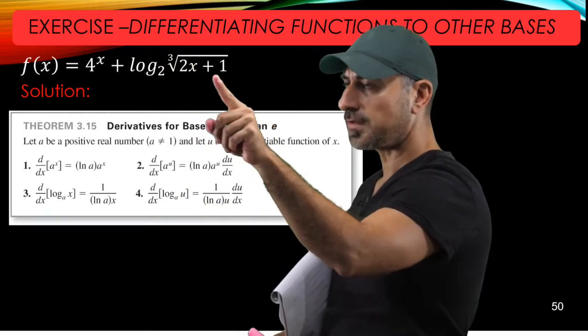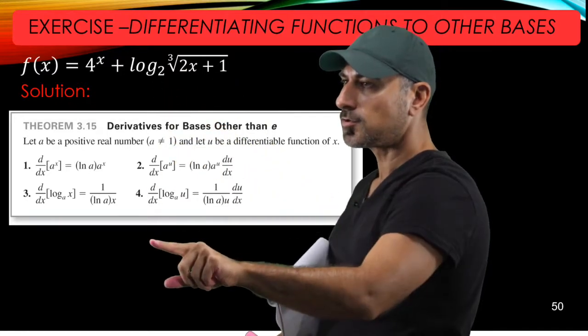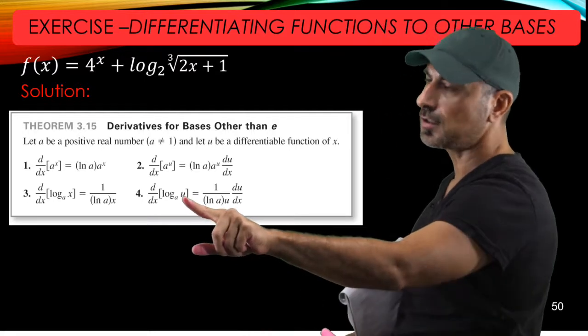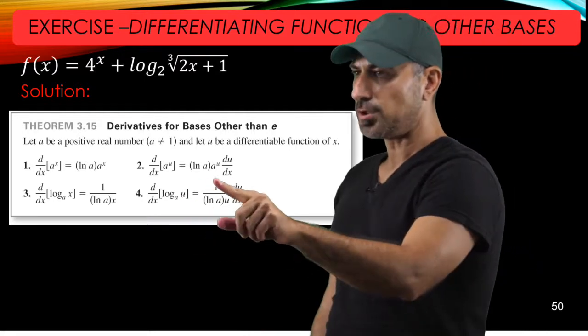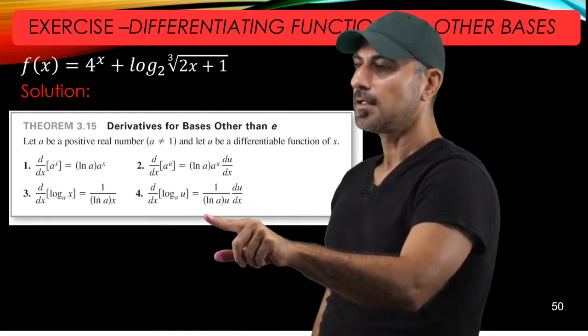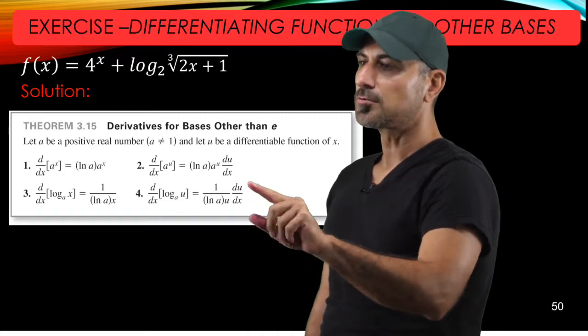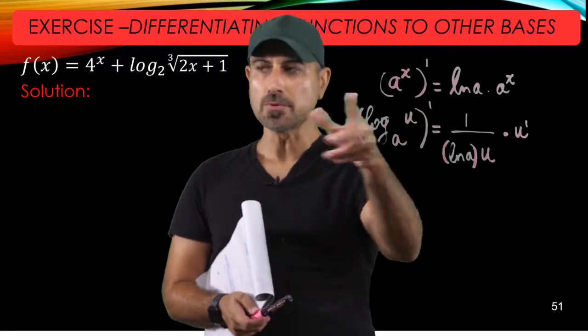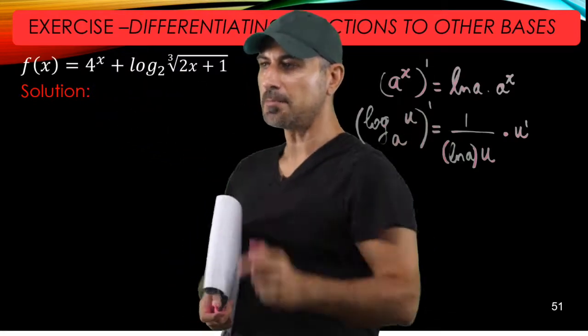So this is a function of x, and then the base is 2. So a is 2, and u is that function, the cubic root function. So the derivative of this is 1 over ln of a times u, times the derivative of u, in other words, u prime. And now we're going to apply these two rules for the corresponding pieces here.